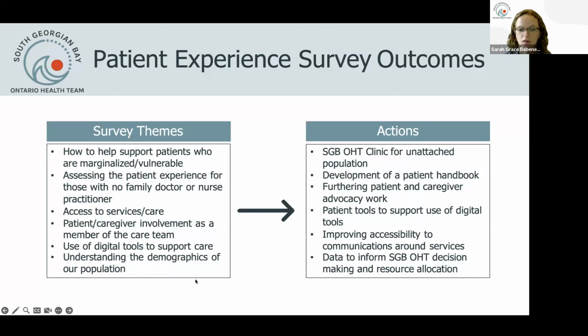So as a result of the survey data and being able to assess our attributed population around these themes, there's been quite a lot of work that's been led through our PFAC, and I was hopeful to have our chair here today, but unfortunately are unable to attend. But some of the actions that I wanted to highlight that you can see there.